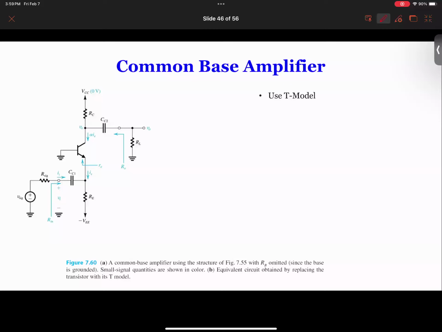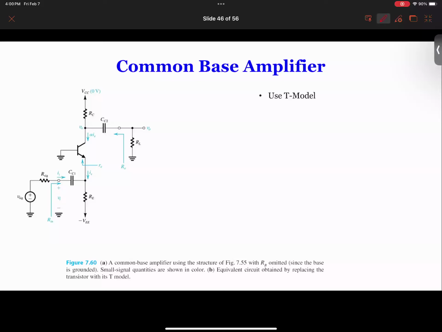Remember last time we talked about there are three types of amplifier for each of MOSFET and BJT. For the MOSFET, we have common source, common gate, and common drain. And for the BJT, we have common emitter, which is the most popular one. Then we have common collector, the emitter follower, which we're going to talk about later. And we also have a common base amplifier.